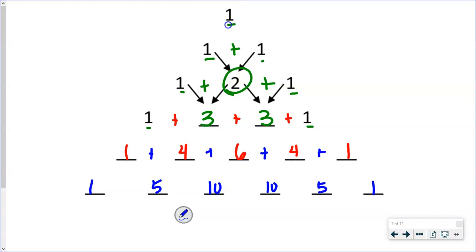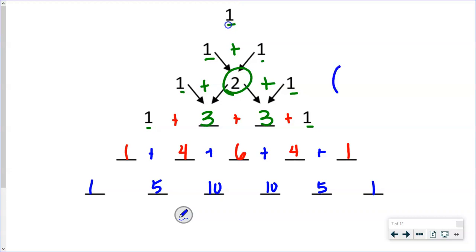So, when we're talking about these rows, guys, when we say that we want to pull our coefficients from these rows, because that's what we do with Pascal's triangle. We pull the coefficients for our binomial expansion from each of these rows. So when we're talking about this, we're talking about the number.